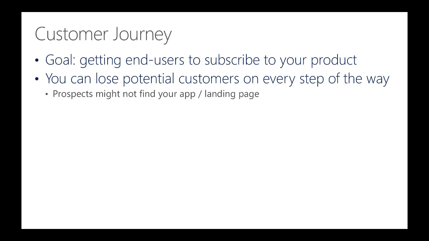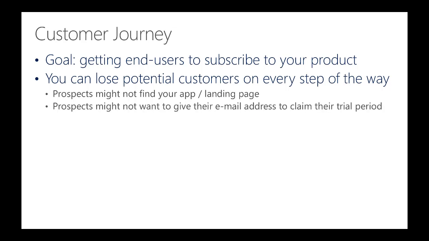The first hurdle that they have to cross is they might not find your app. They might not find the landing page. So you have to make it easy for them to find your app, to find your landing page. So think of how do these users, these people that we want to target, how do they do their research? Do you need to do some SEO? Do you need to buy some keywords and things like that? You have to provide which keywords are used in AppSource that will allow them to find your product.